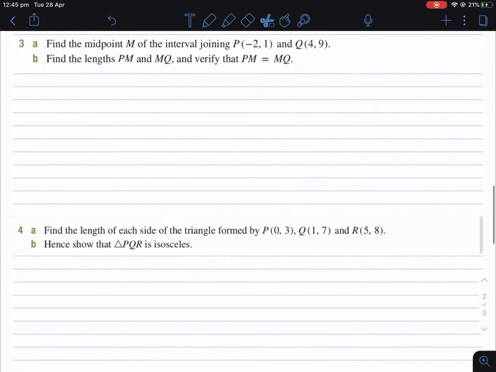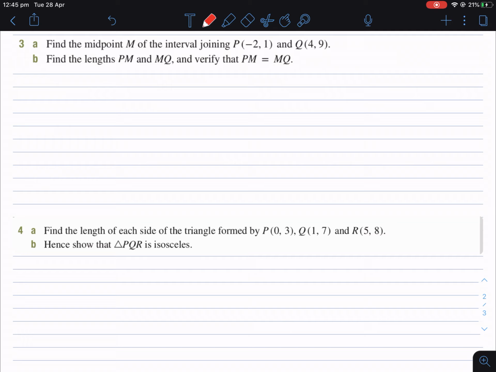All right, question 3. We've been asked to find the midpoint of this. So we have the midpoint x. You add the x's together, minus 2 plus 4, and divide by 2. So that's 2 over 2, which is 1. For y, you add the y's together, so 1 plus 9 on 2, which gives me 10 on 2, which is 5. So the midpoint is the point 1, 5.